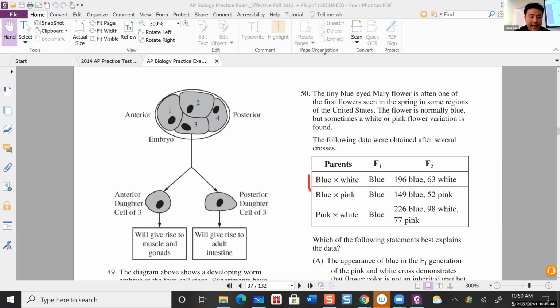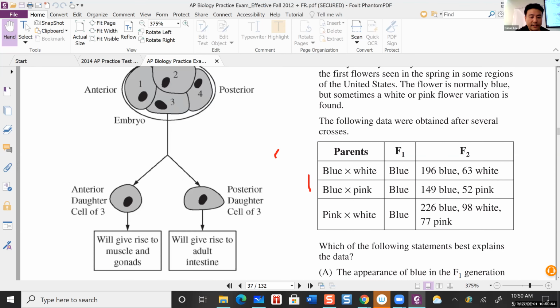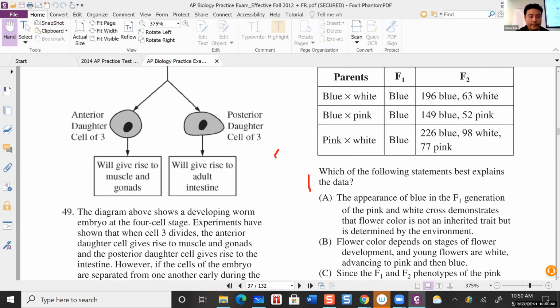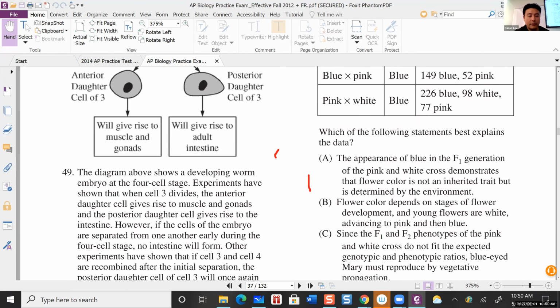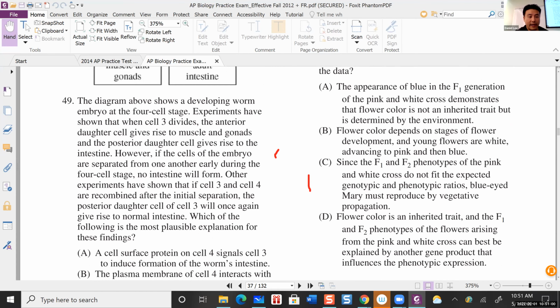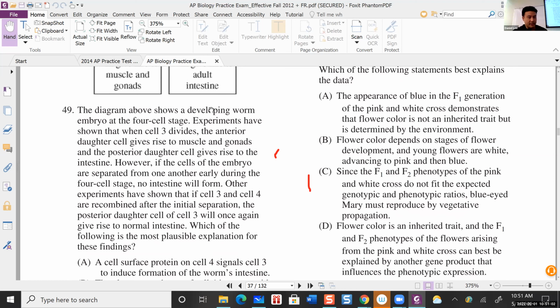Yeah, the diagram is a little bit hard to read. So the diagram above, whoa, a lot of reading. Wow, I thought we were done. Okay. So the diagram above shows a developing worm embryo in a 4-cell stage. Experiments have shown that when cell 3 divides, the anterior daughter cell gave rise to muscle and gonad.